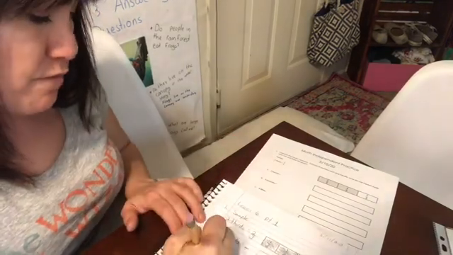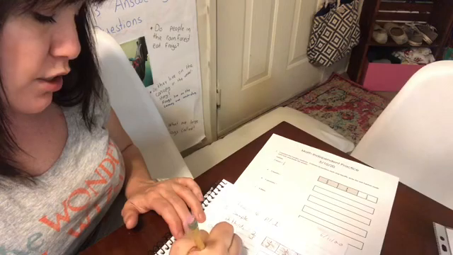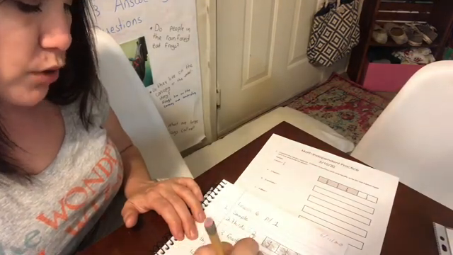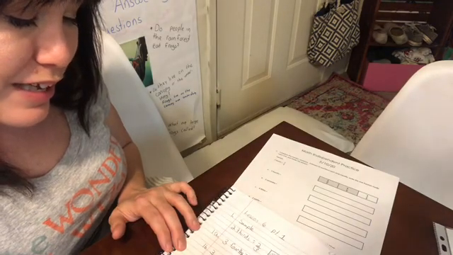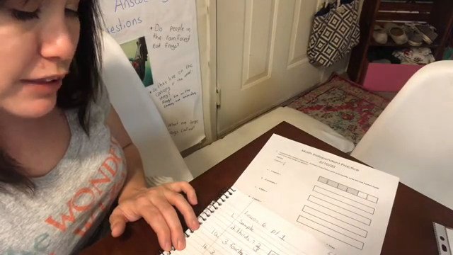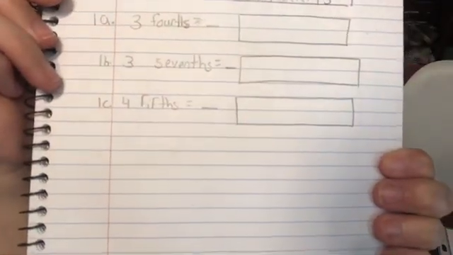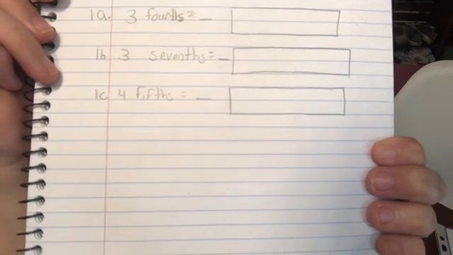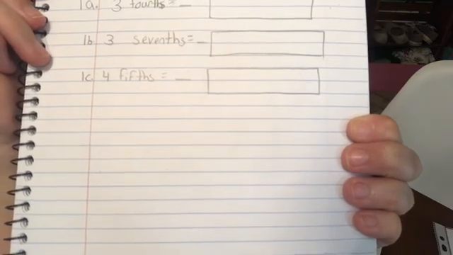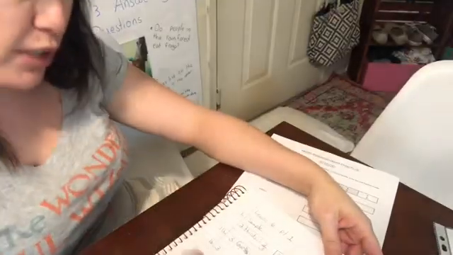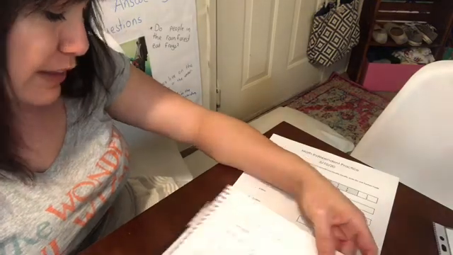1C says 4/5. You're going to write 4/5 equals, you're going to write it as a fraction. Then you're going to draw the rectangle, partition the rectangle into fifths, shade in 4/5, label, don't forget to label each unit as 1/5. When you are all done with 1 through C, you may go on to 1D.